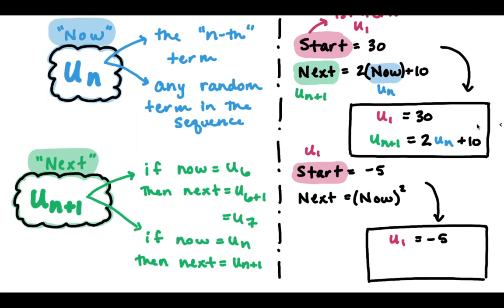Okay, then we have our rule that says you get the next term by squaring the now term, or the current term. Our symbol for the next term was u sub n plus 1. And our symbol for the now term was u sub n. So in the formal version, our rule will be u sub n plus 1 equals u sub n squared.